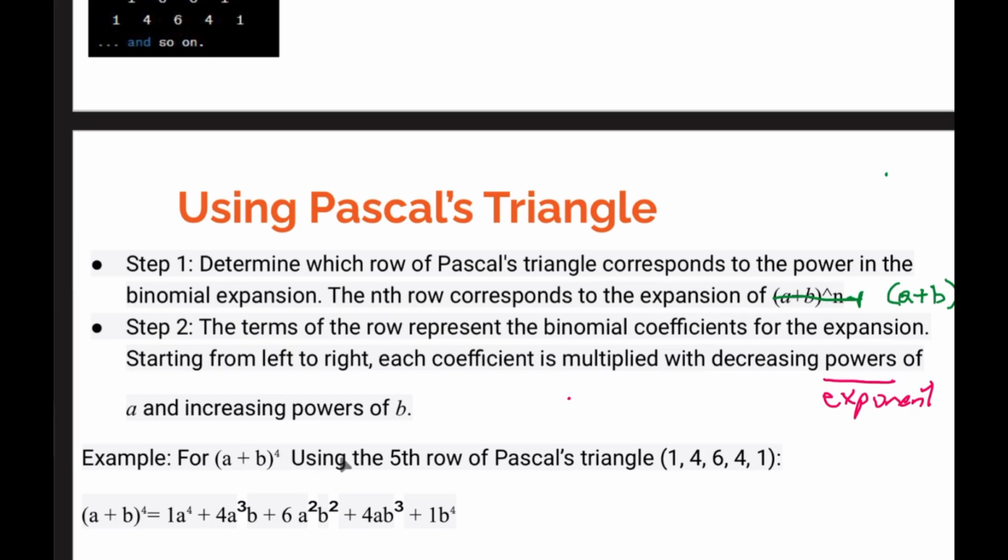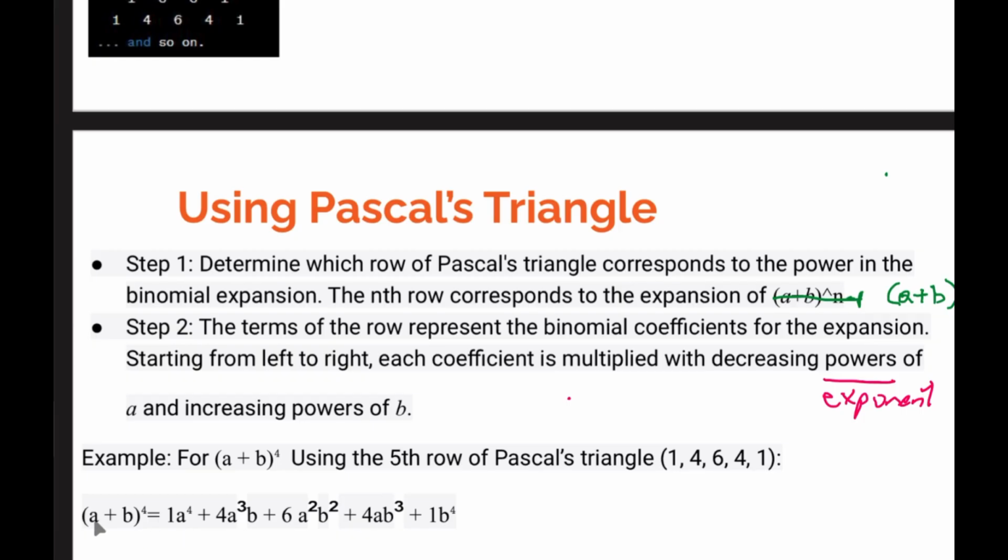So for example, when we did a plus b to the 4th power, you would look at level 4, or the 5th row of Pascal's triangle, and that would be the row 1, 4, 6, 4, 1. And so what would happen, you would put these 1, 4, 6, 4, 1 in order right after the plus sign: 1 first, and then 4, and then 6, and then 4, and then 1. And then what do you do afterwards with the powers?